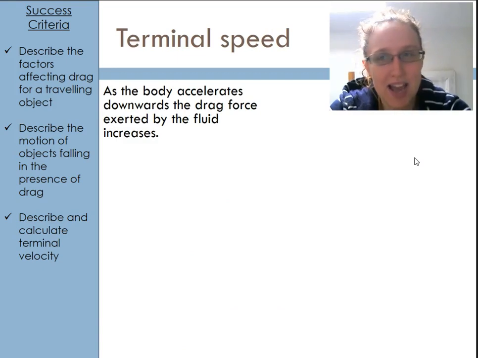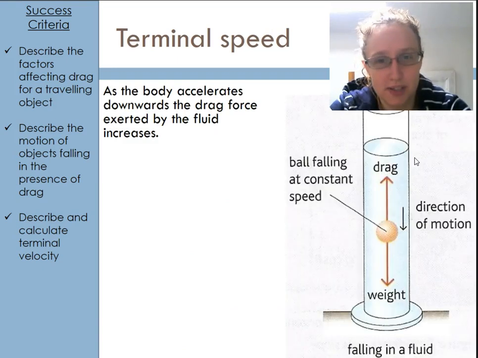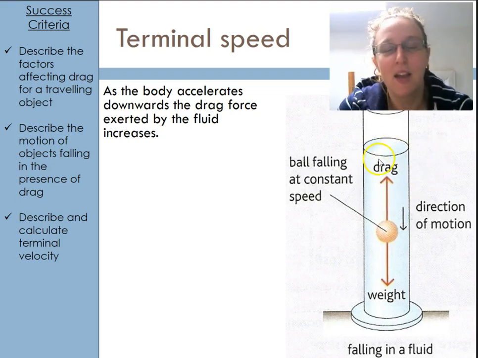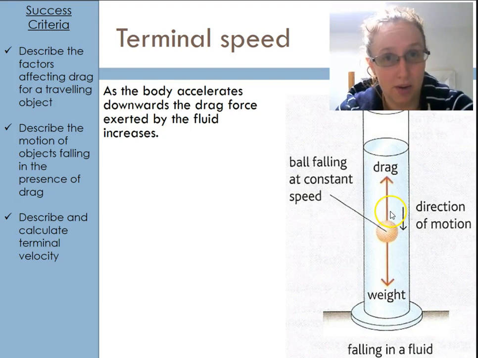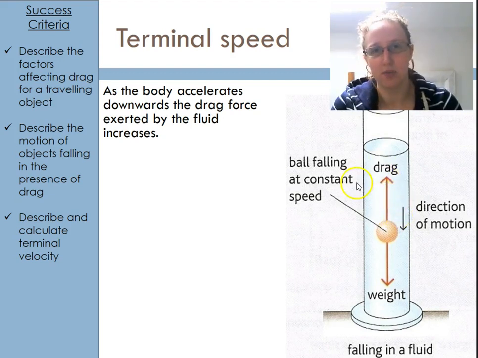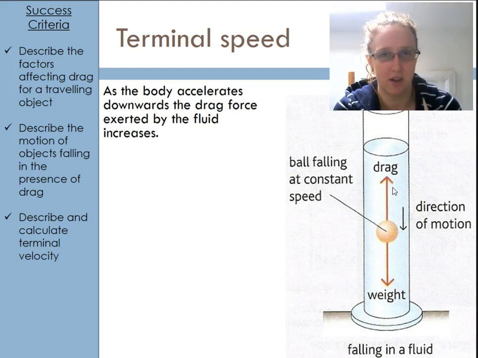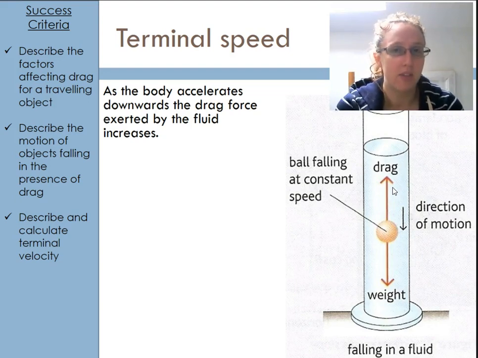Now, as the body accelerates, it's going to start moving through the fluid. And as it does so, we're going to start to find some drag. And the faster it goes, the bigger the drag will be, because drag or resistive forces are proportional to the speed at which an object is going. So the faster it goes, the larger the drag force will be.